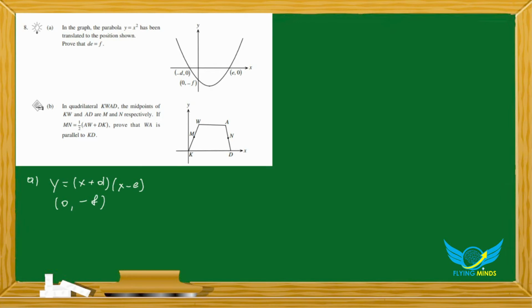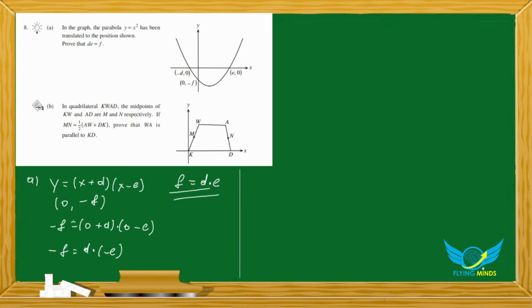We're going to substitute this point into our equation, and we get negative f equals 0 plus d times 0 minus e. So what we get, negative f equals d times negative e, or we can cancel the negative signs, f equals d times e. Done.